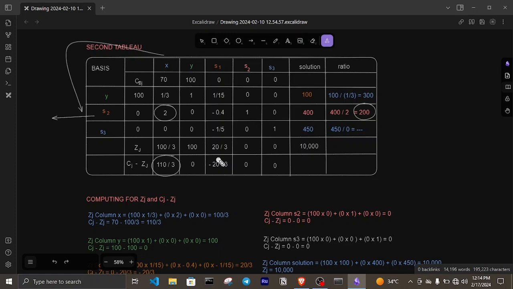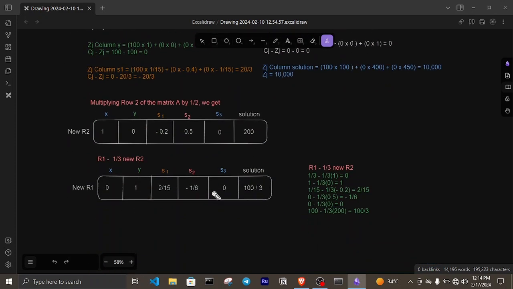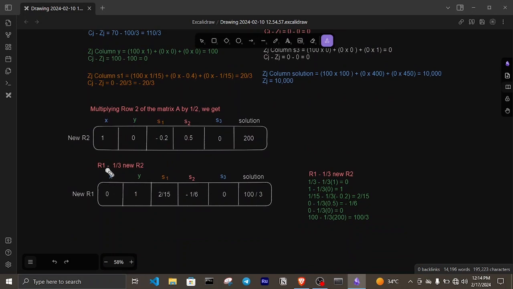So since we want to find our new row 1, to get that, we are going to take the old row 1 minus 1 on 3 times the new row 2. So that's going to be 1 on 3 minus 1 on 3 times 1, which is going to make it equal to 0. Alright, if you look on the right here, you can see I have the calculations in green. That is 1 on 3 minus 1 on 3 times 1, which is equal to 0.